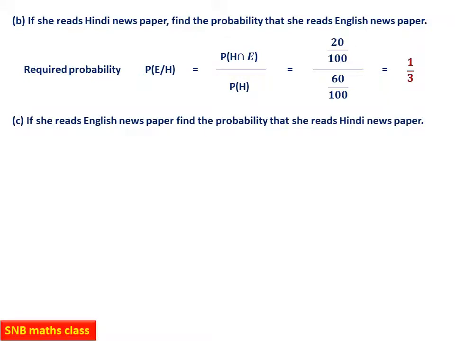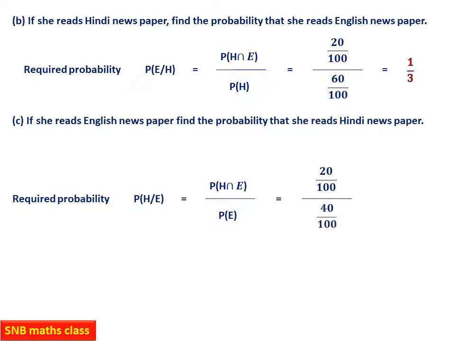Next, the other part also we will do. If she reads English newspaper, find the probability that she reads Hindi newspaper. Exactly similar. Required probability is probability H given E. So that is the difference. So formula is probability of H intersection E divided by probability E. Once again substitute the values. 20 by 100 is probability H intersection E divided by probability E, which is 40 by 100. Once again simplify, you get 1 by 2. So 1 by 2 is the answer. So this is the third part.